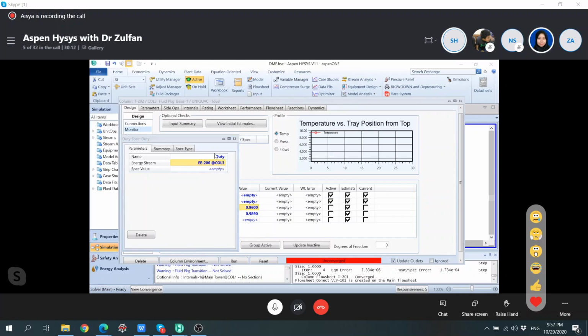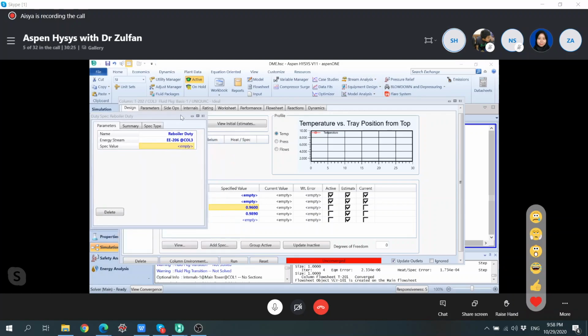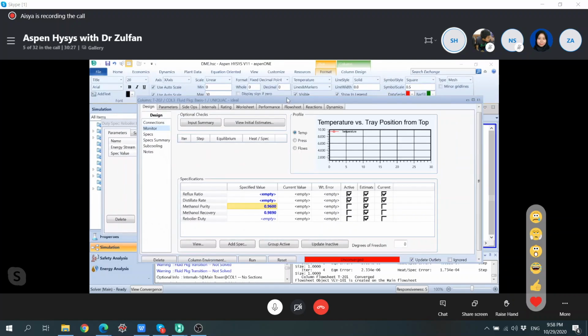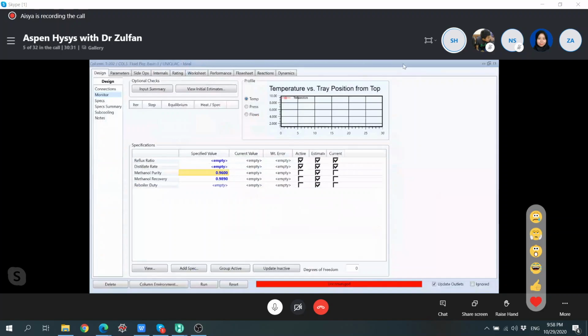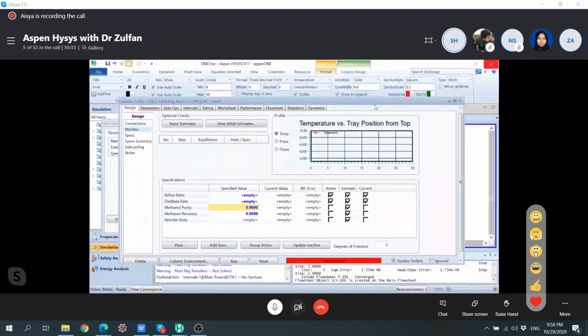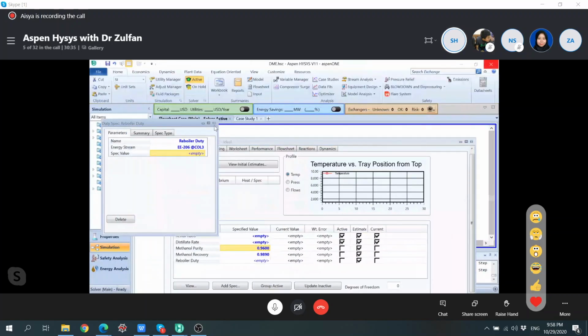6 is reboiler, I think. Is it? Sorry, say again. 6 is reboiler. You can move this window so that you can see the column. 206 is reboiler, 207 condenser.